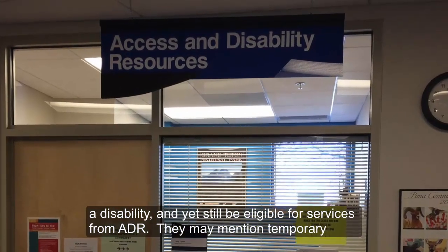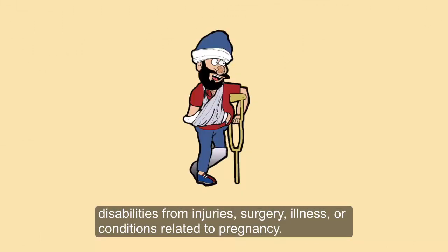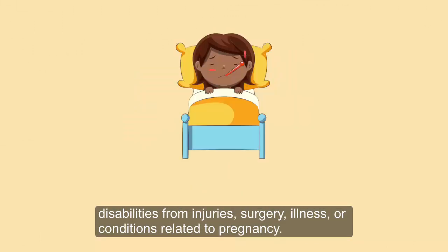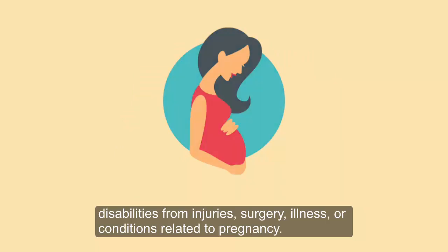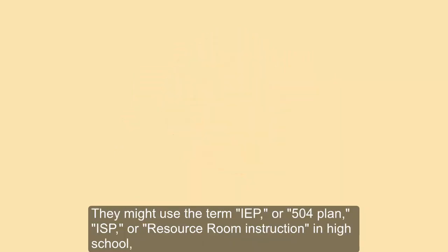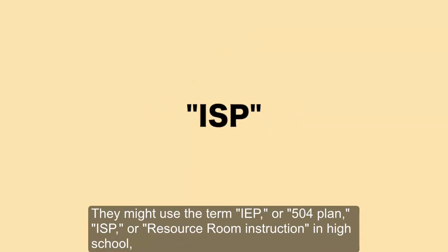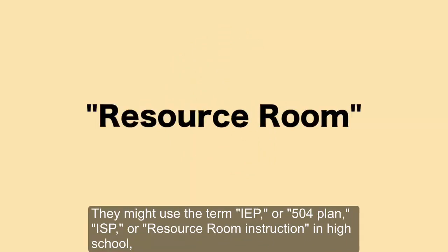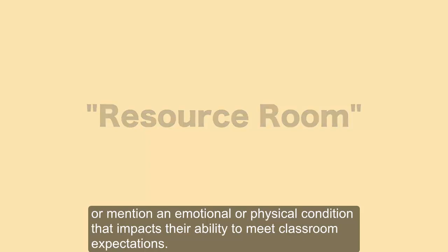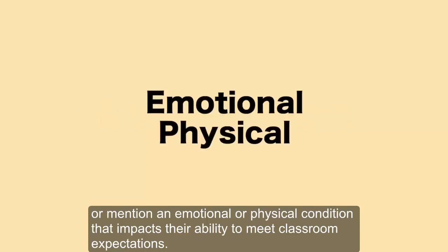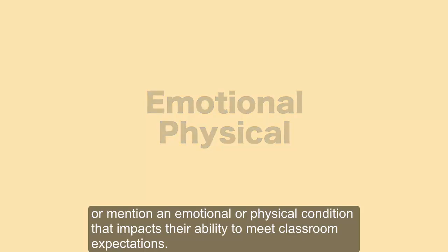A quick note: students may not always use the word disability or associate their condition with a disability, and yet still be eligible for services from ADR. They may mention temporary disabilities from injuries, surgery, illness, or conditions related to pregnancy. They might use the term IEP or 504 plan, ISP, or resource room instruction in high school, or mention an emotional or physical condition that impacts their ability to meet classroom expectations.